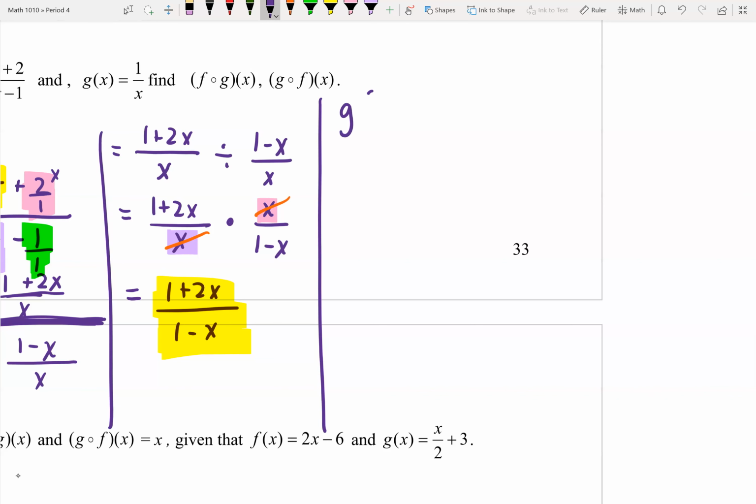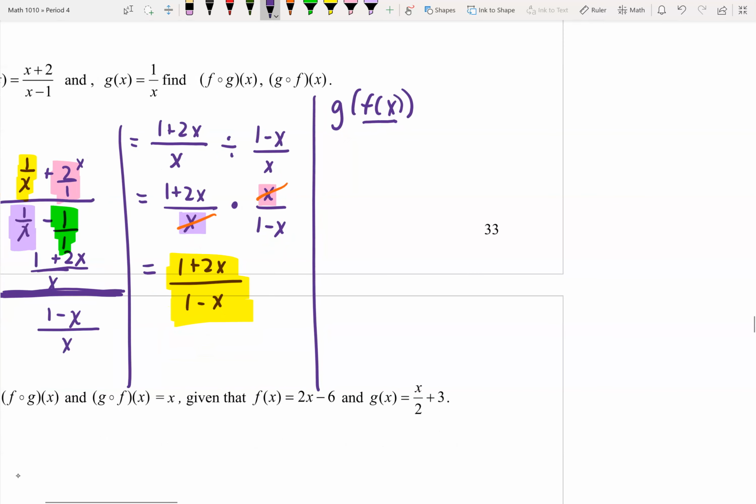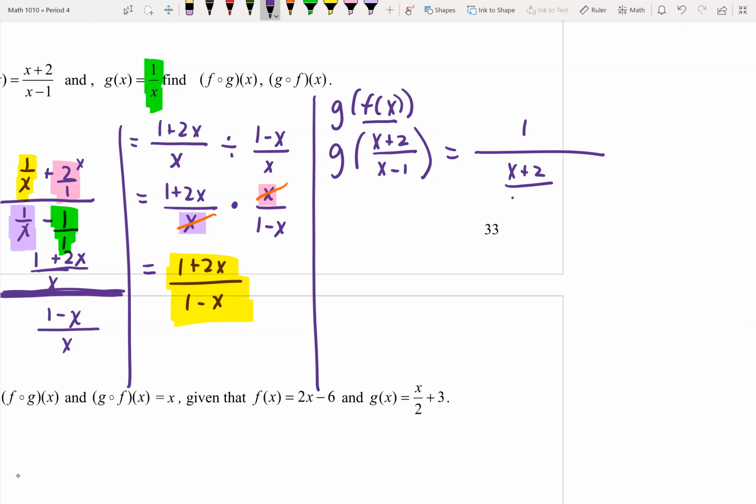So this is g of f of x. So take this f of x and replace it with what f of x is. So I'm finding g of (x plus 2 over x minus 1). Now I'm going to go into the g of x, which is right here, this green equation. And where I see that x, I'm going to put in x plus 2 over x minus 1. So it's 1 over x plus 2 over x minus 1.